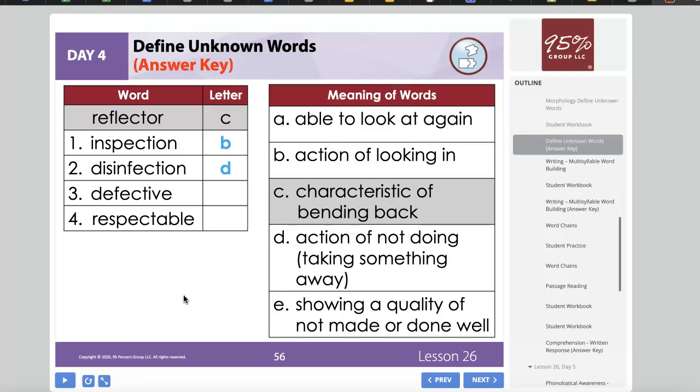All right, let's take a look at number 3. Number 3 says defective. All right, so we've got A and E left. So, defective. Able to look at again is A. E, showing a quality of not made or done well. If you think defective is A, hold up 1 finger. If you think defective is E, hold up 5 fingers. If you have 5 fingers up, excellent job, you got it correct. So that would make number 4, respectable, A. So respectable means able to look at again.